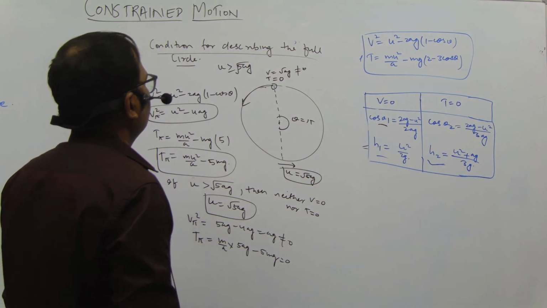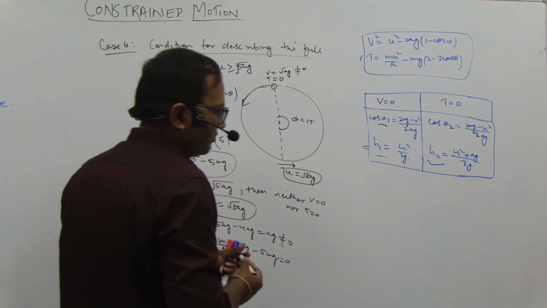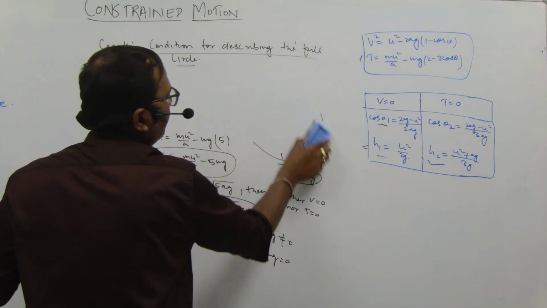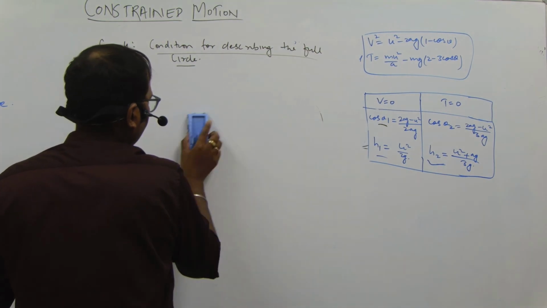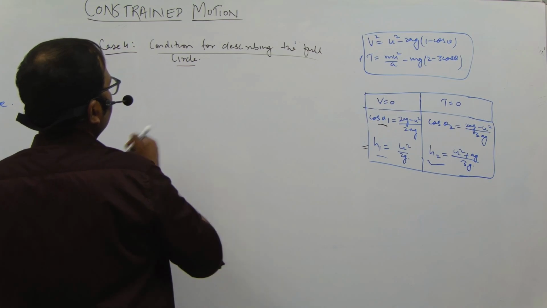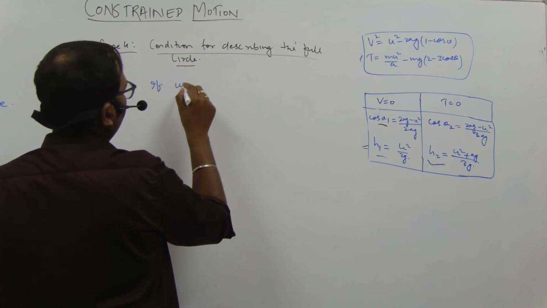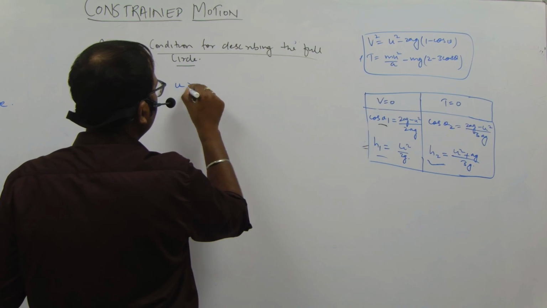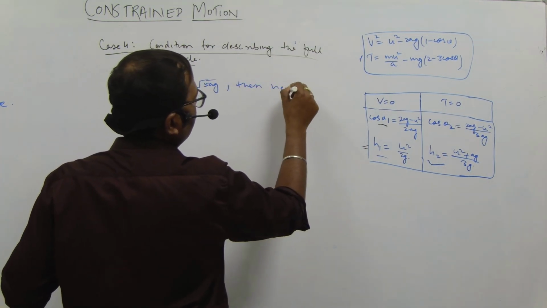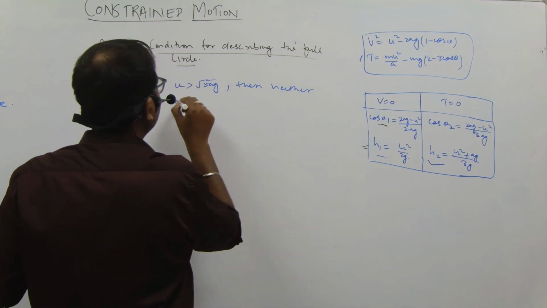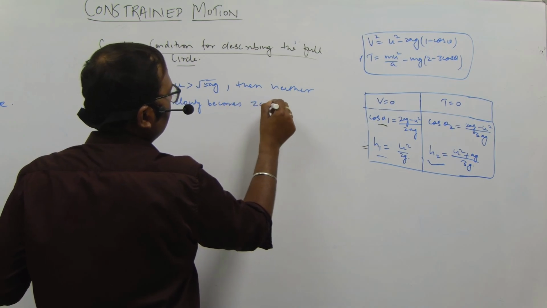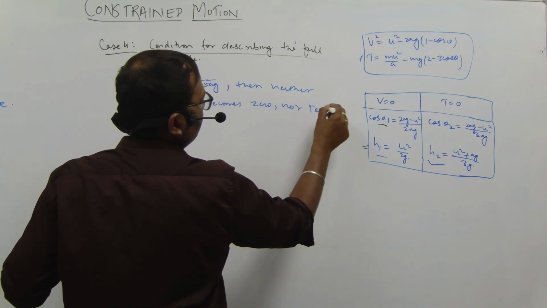As simple as that. Okay, so what happens in case 4 is that if u is greater than root under 5ag, then neither velocity becomes 0 nor tension becomes 0.